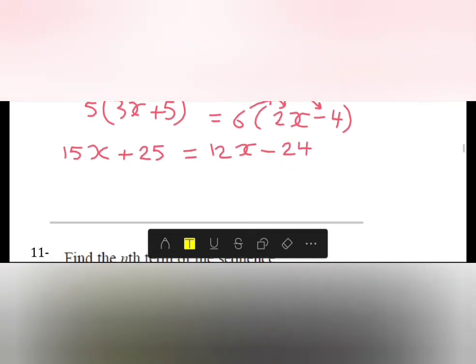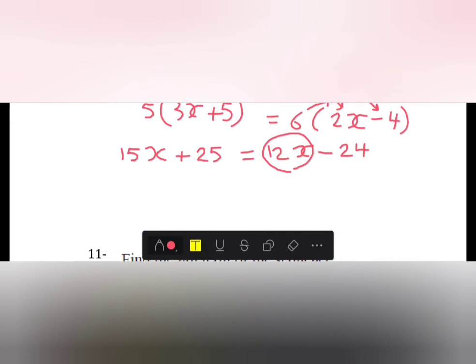After expanding, I'm going to put the x on one side and the constants on the other side. Now, we're going to take the 12x to the other side and we're going to change the sign of the 12x. So it's going to be negative 12x. And then this is positive 15x. And I'm going to take the positive 25 to the other side and it's going to be negative 25. And then I'm going to work out these together.